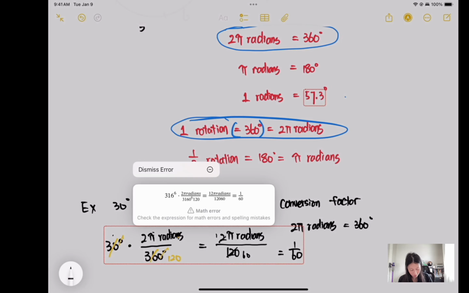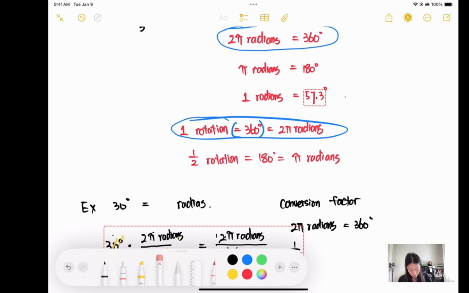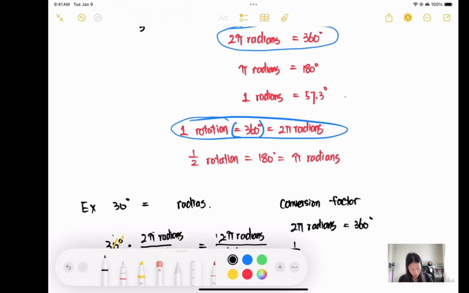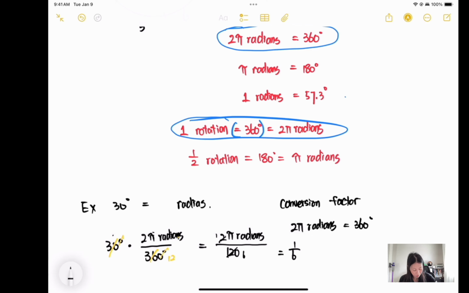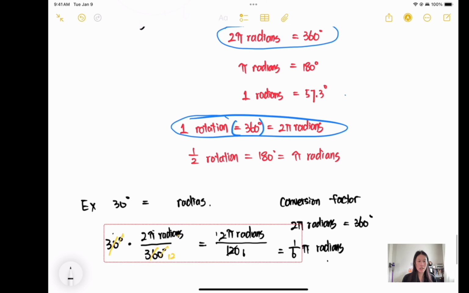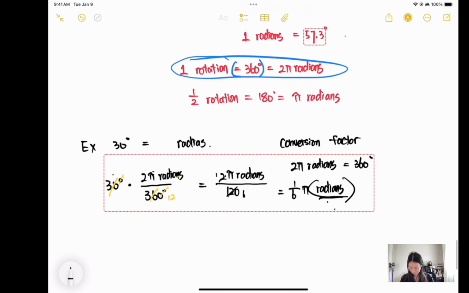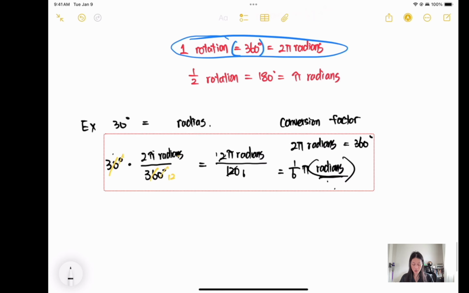Oh, I forgot to divide it by that. Should be 12. It's equal to 1/6 pi radians. Sometimes you will see in the exercise that they don't write down the unit radians. They just write down 1/6 pi. That also works. Just want to remind you.